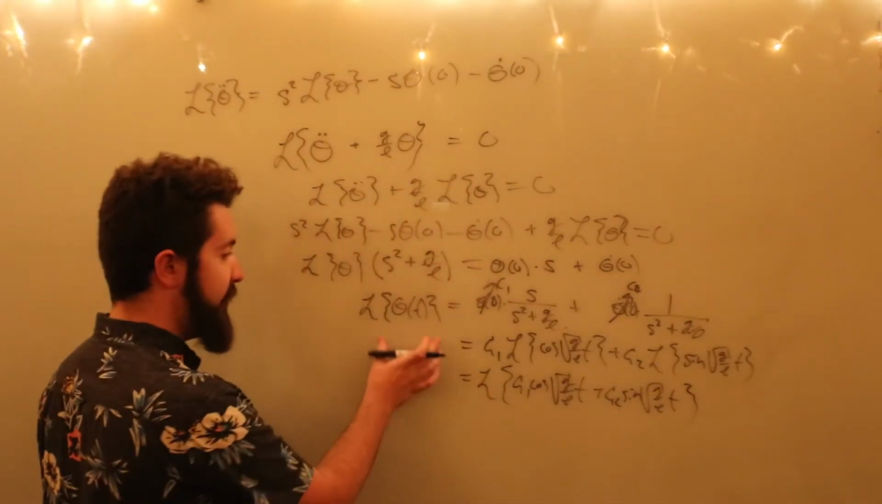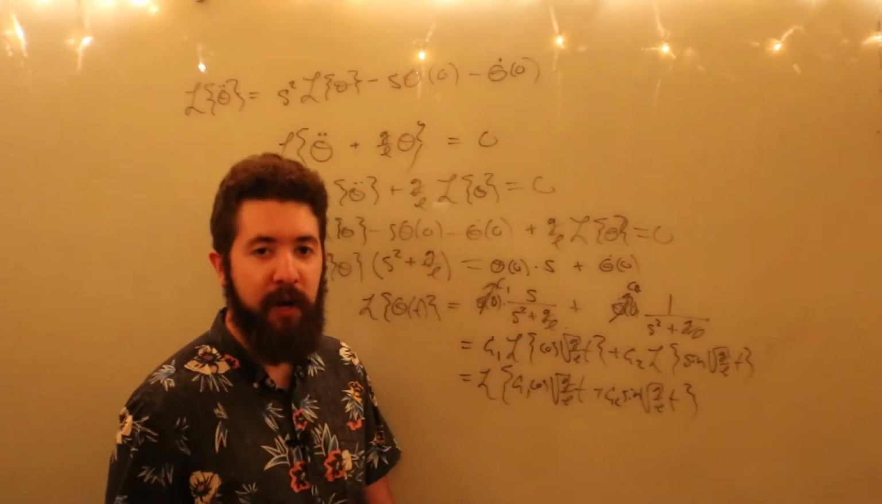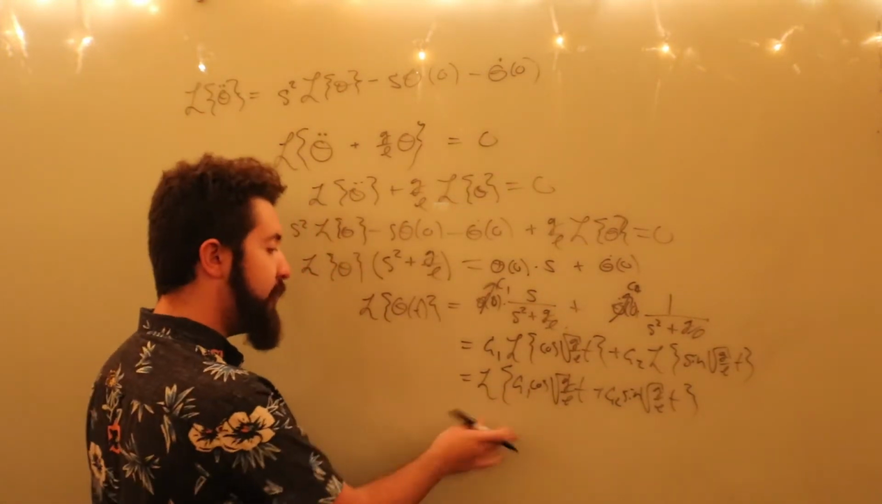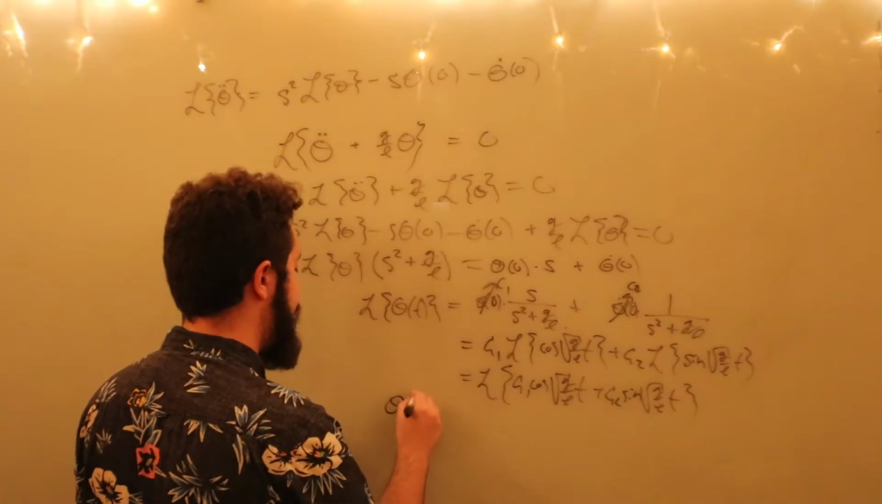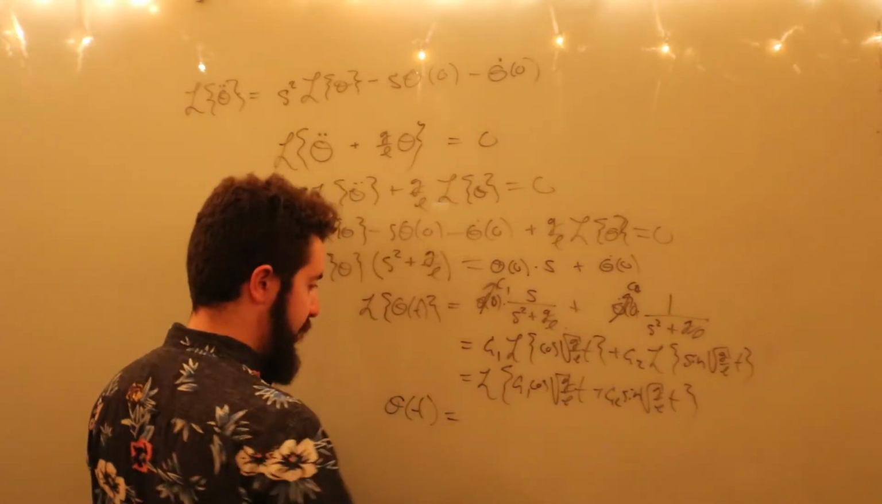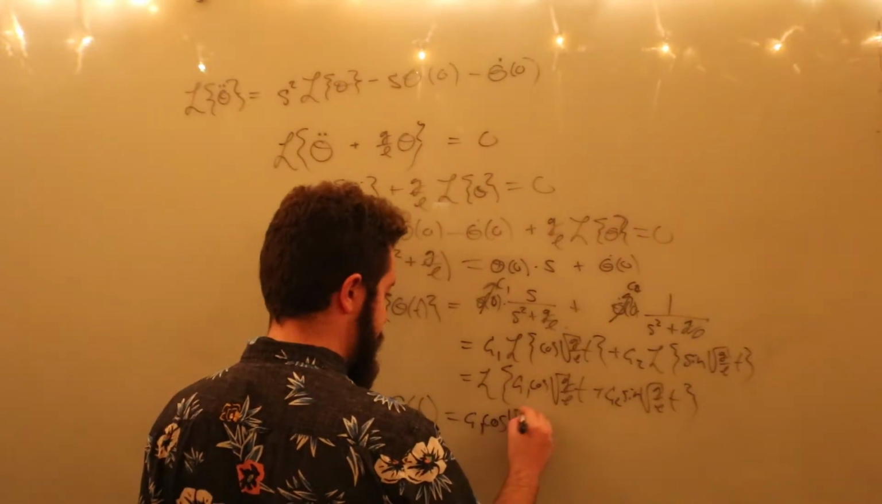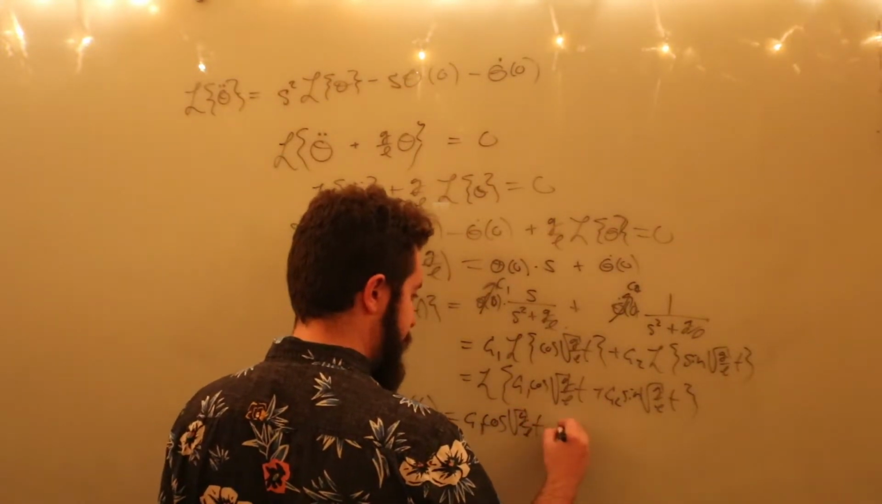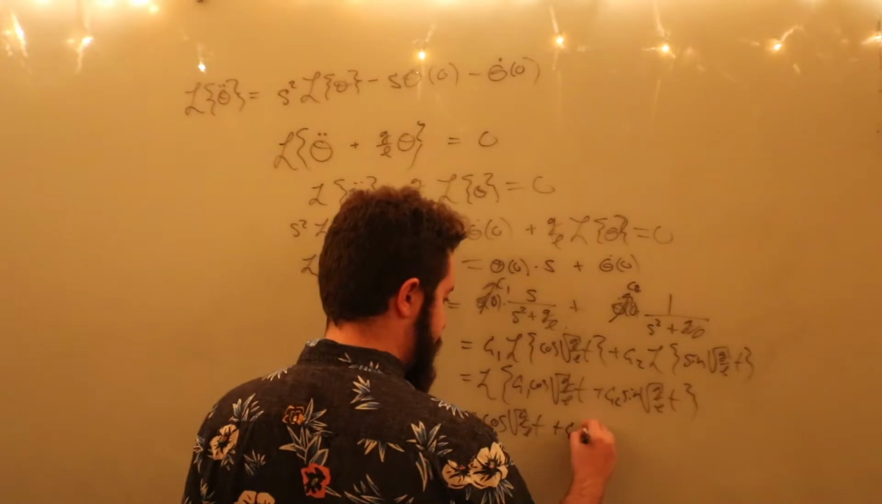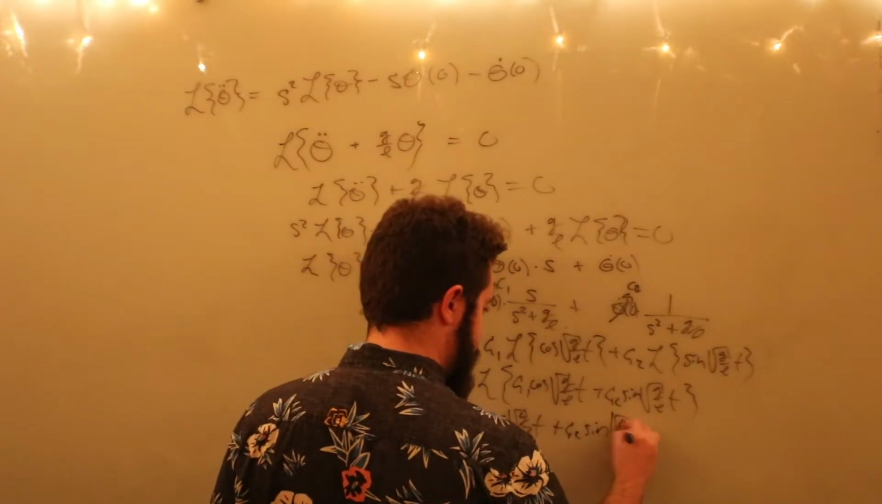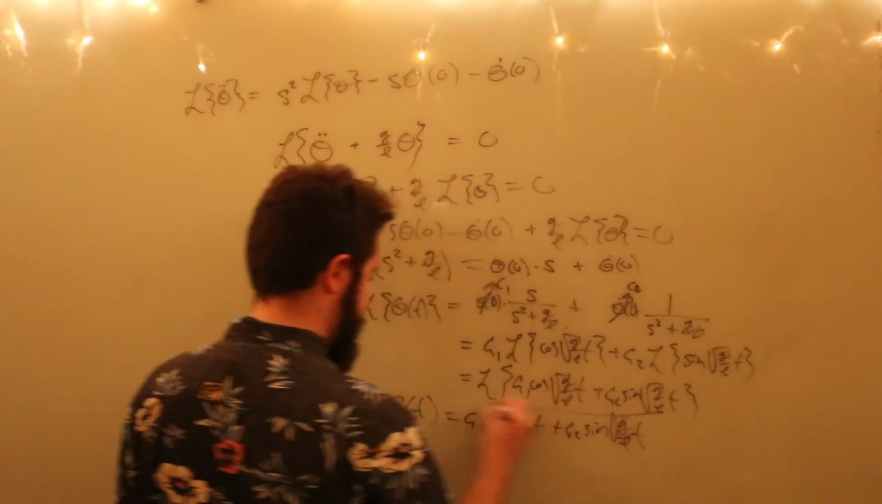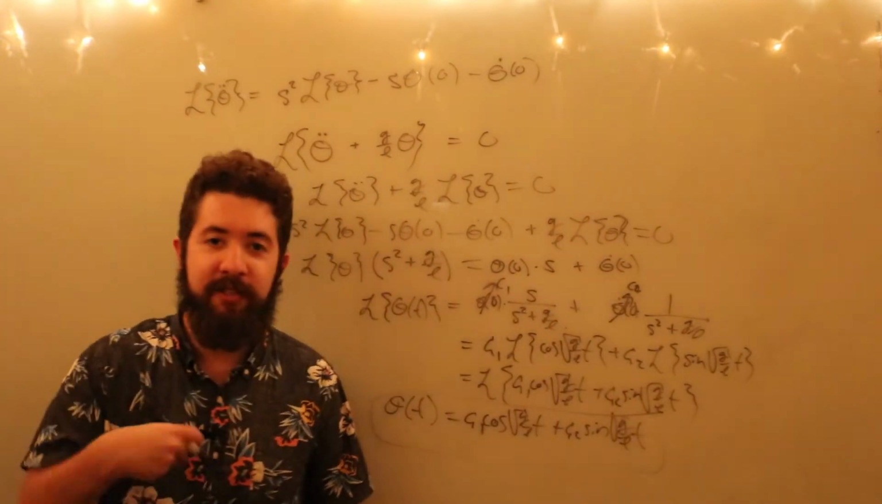And then if the Laplace transforms of two functions are equal, then the two functions must be equal, so that we have theta as a function of time is none other than some arbitrary constant times cosine of root g over L t plus another arbitrary constant times sine of root g over L t. And we get our answer again.